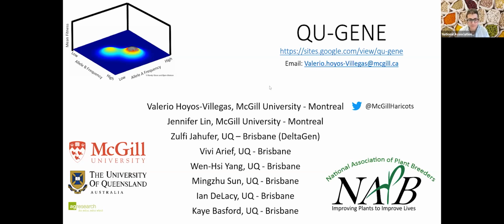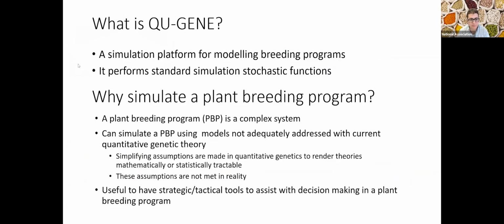So let's get started. And I hope you've been paying attention to my little GIF here, which is on the top left corner of my slide, which represents the surface response of the allele fitness landscape, which is sort of a representation of what we intend to do with simulation and population improvement in plant breeding programs. So QGENE is basically a simulation platform for modeling breeding programs.